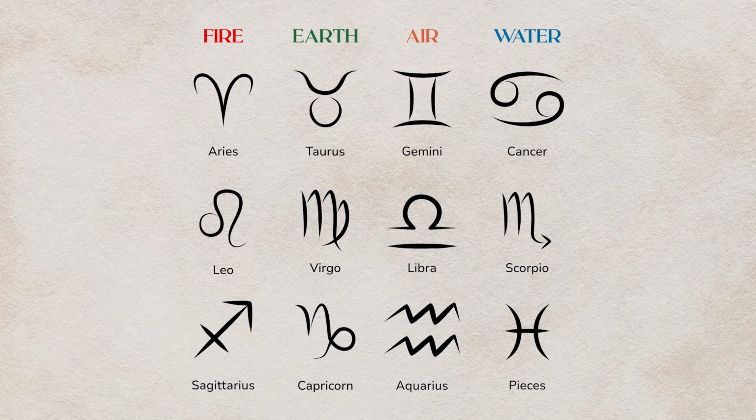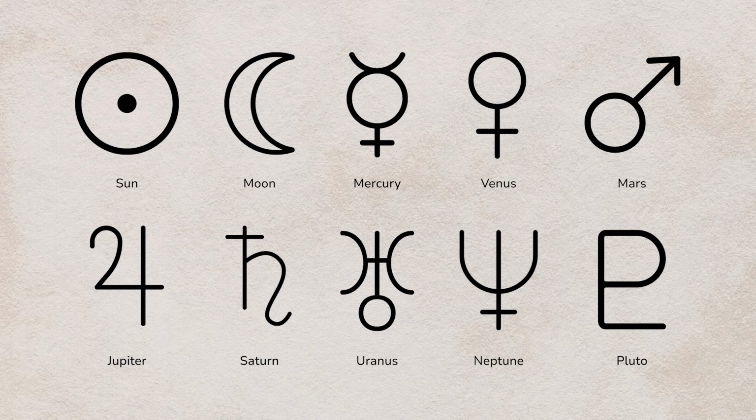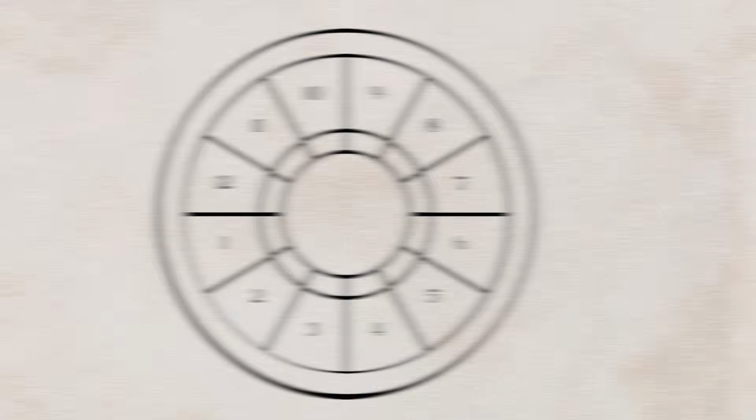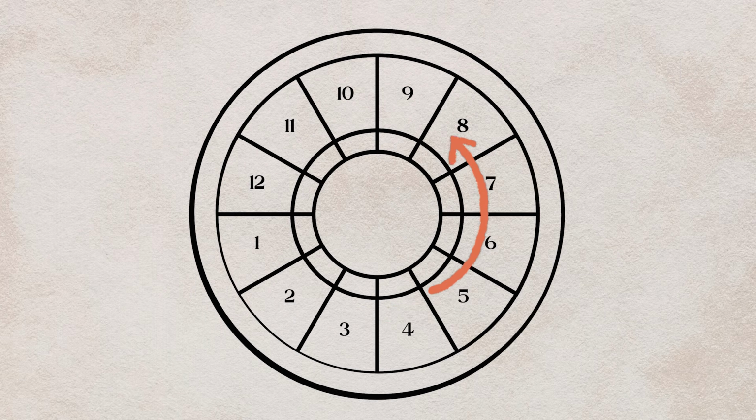You have 12 signs, and each of these 12 signs have a symbol. You also have 10 planets. Each of these 10 planets have a symbol. And the easiest thing to spot is the houses. This is 1 through 12 moving counterclockwise through the chart.